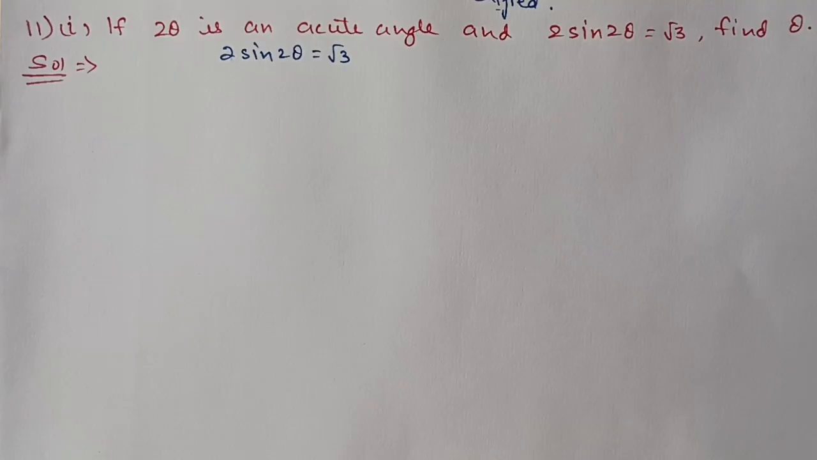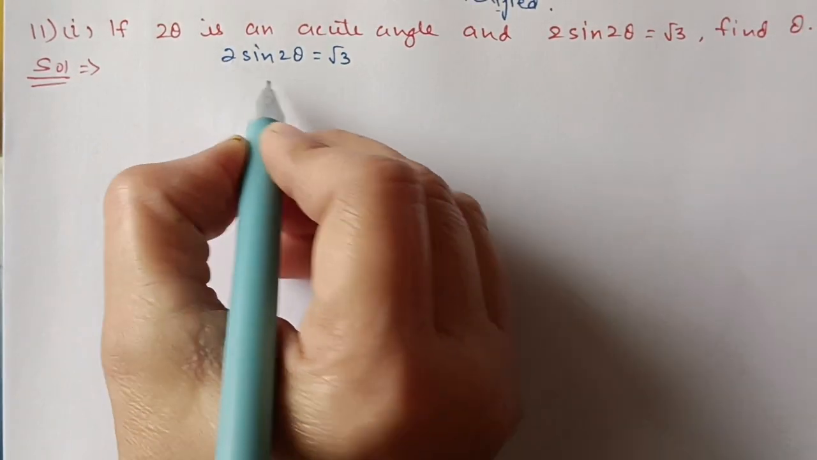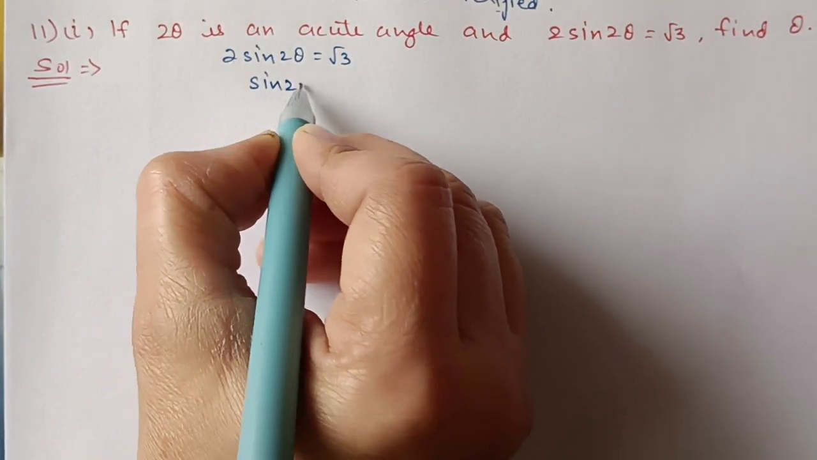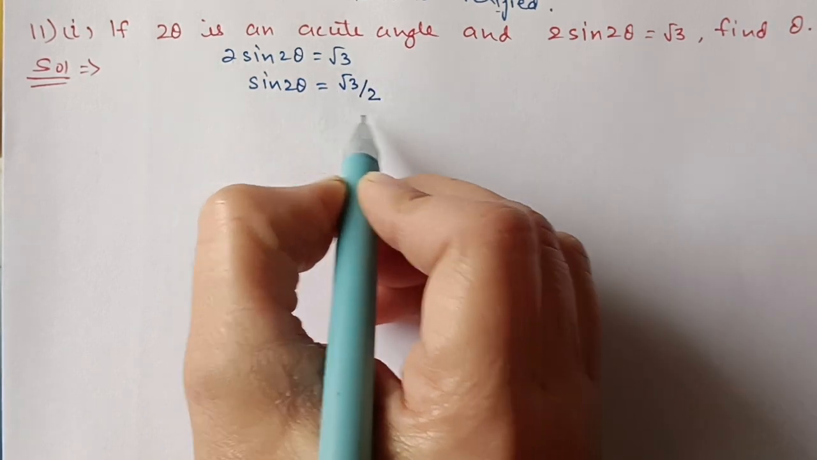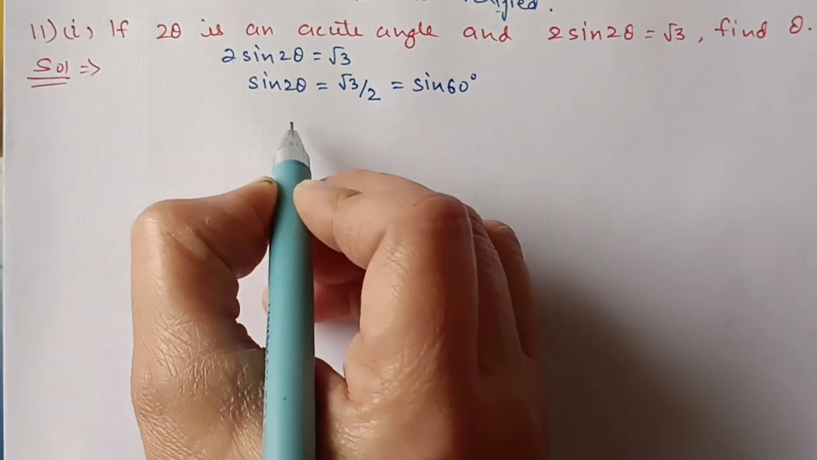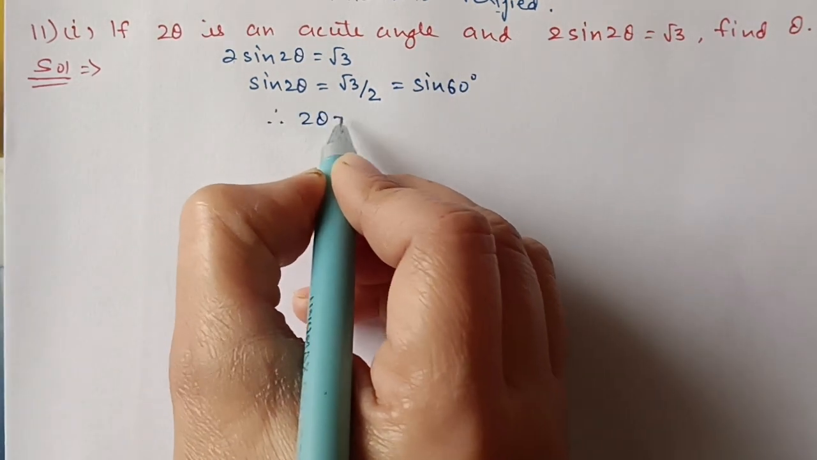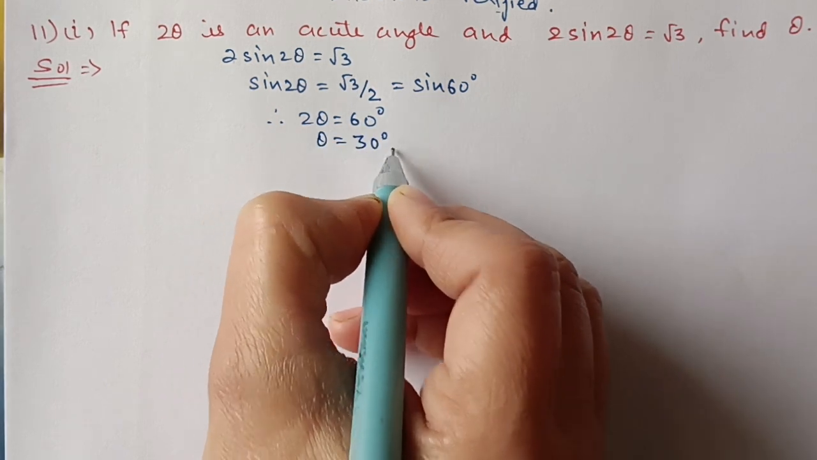Next, question number 11, first part. If 2 theta is an acute angle and 2 sin 2 theta is equal to root 3, find the value of theta. So we will start from the given one. This 2 I can shift another side. Sin 2 theta is equal to root 3 by 2, and root 3 by 2 value is equal to sin 60. It means 2 theta is equal to 60 degree and theta is equal to 30 degree.